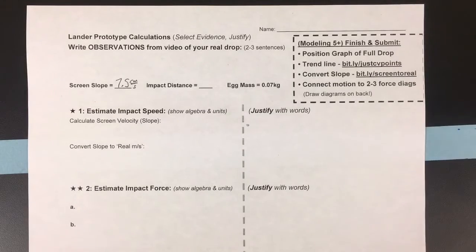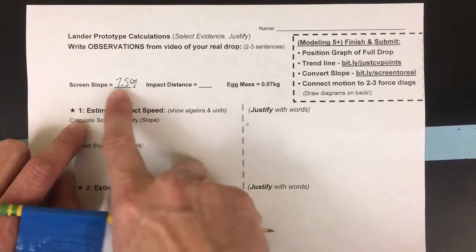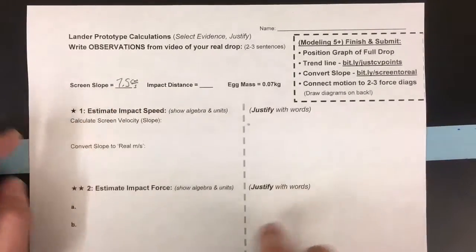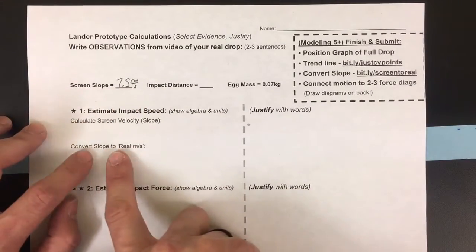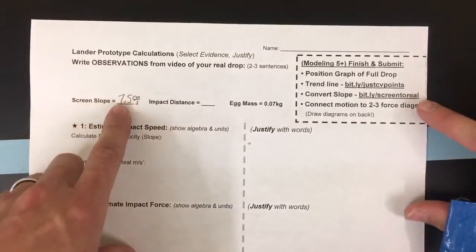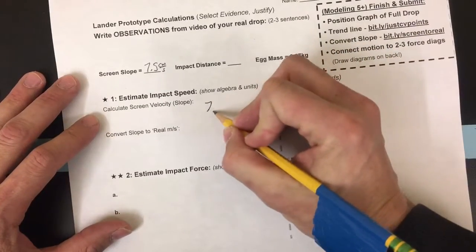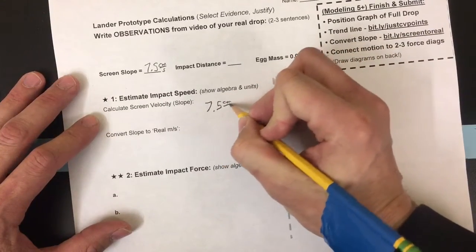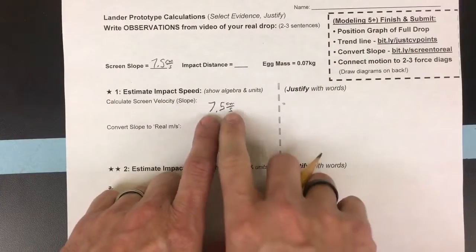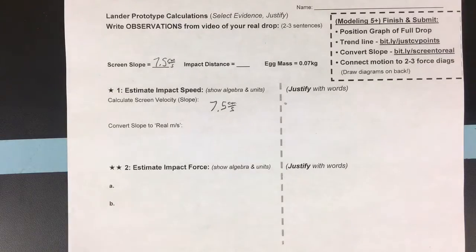All right, this video is to show you how to convert a screen slope, that is a screen velocity, into a real velocity. And I've already calculated using my Google Graph a screen velocity of 7.5 centimeters per second. If I was doing this by hand, I'd need to show my work here, but I use the computer, so I'm not going to do that. What I now need to do is to get this in actual real meters per second.